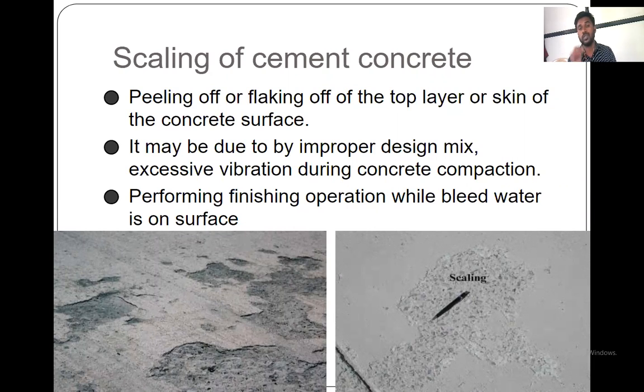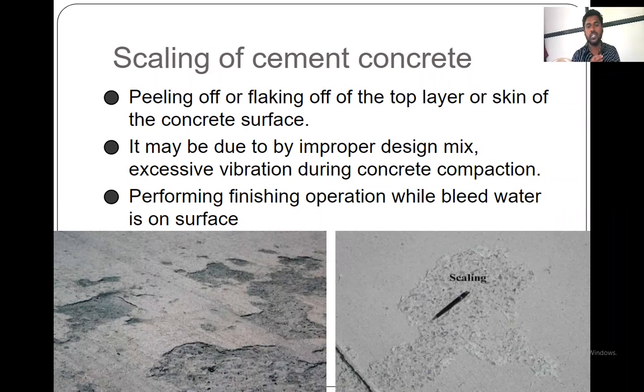Also, we can observe if the excessive vibration is there, the cement water paste will come out on the surface. Likewise, if the excessive vibration is there on the pavement, what will happen? The cement water paste will get there on the surface, and by the heavy load or the traffic, the top layer or the skin of the concrete surface will get removed off. It is known as the scaling of the cement concrete surface.